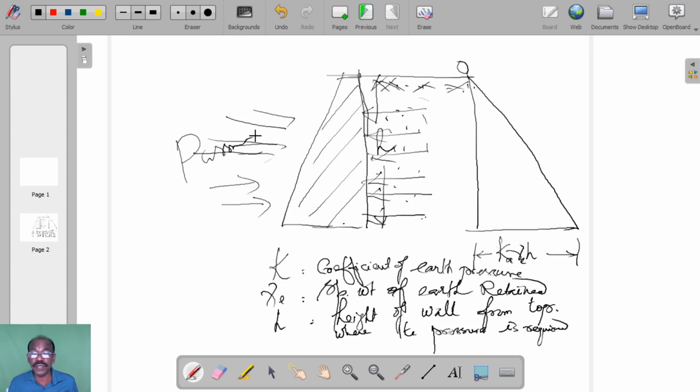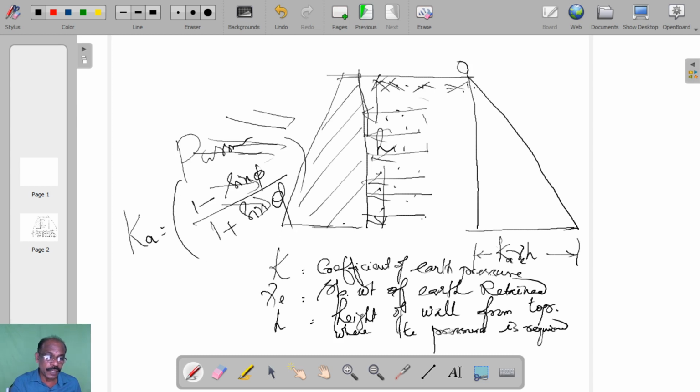How to find out the coefficient of earth pressure? Coefficient of active earth pressure Ka is equal to 1 minus sine phi divided by 1 plus sine phi. This is the coefficient of earth pressure. I am not going to go into much detail about this coefficient Ka, because this formula has been derived from Rankine's formula. What is meant by phi? Phi is nothing but the angle of repose of the soil.